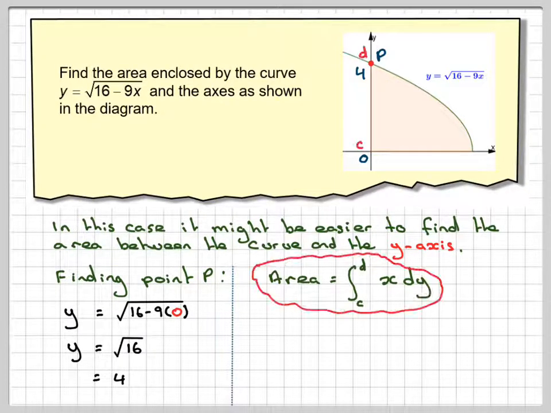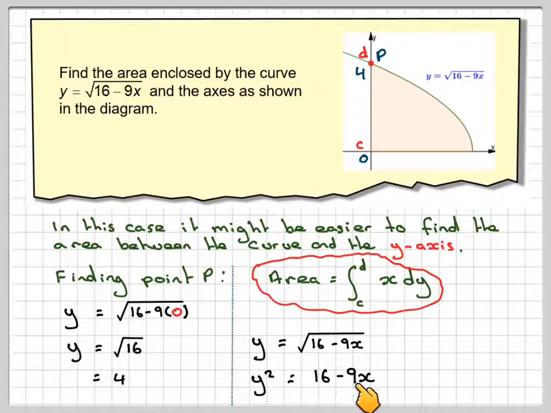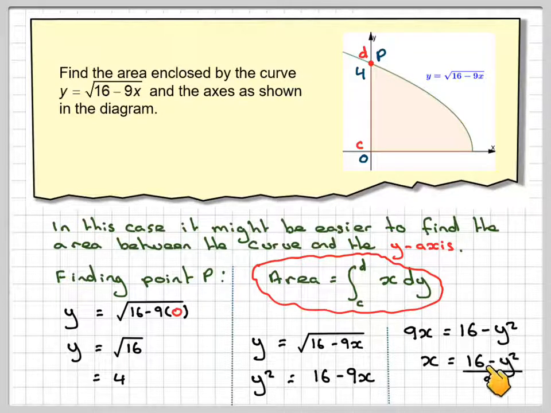Now, if we're going to find the area between the curve and the y-axis, then it's going to be the integral from c to d of x dy. But we've got this written as y is equal to the square root of 16 minus 9x. So we need to rearrange it to make x the subject. Squaring both sides, we get that y squared is equal to 16 minus 9x. 9x will be equal to 16 minus y squared. And then x will be equal to 16 minus y squared, over 9.